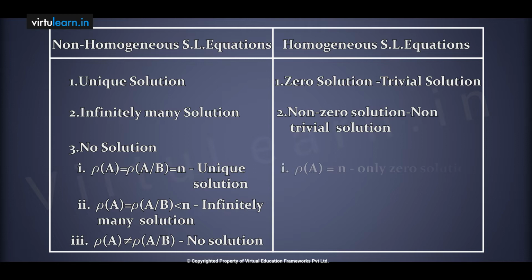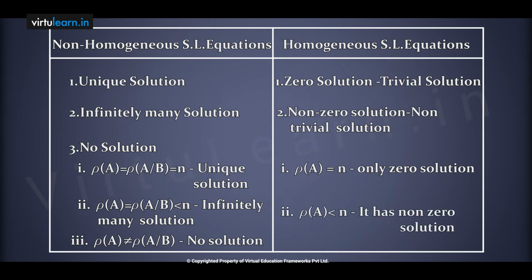First condition, rank of A equals n, then the system has only the zero solution, no other solution. Next, suppose rank of A is less than n, the system has a non-zero solution also. Means the system contains the zero solution as well as non-zero solutions. For this, another condition: if it has a non-zero solution, determinant of A equals 0. If determinant of A is not equal to 0, only the zero solution. In terms of rank, rank of A equals n gives the zero solution; rank of A less than n gives a non-zero solution.